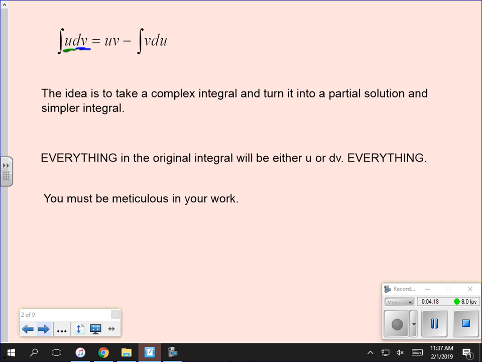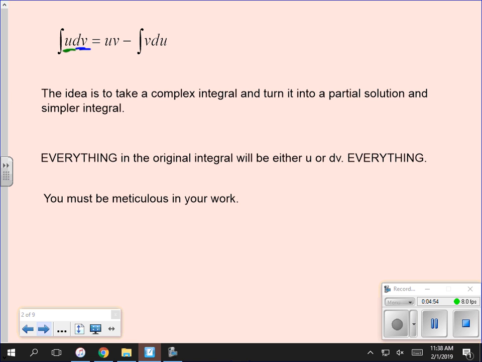The idea is you take something very complex, and you take that complex integral and you break it down into a partial answer and a much simpler integral. That's the idea behind it. You take something you can't do, and by breaking it into parts, you come up with a partial solution. The uv is a partial solution, and an integral we can do. That's the idea behind uv substitution.